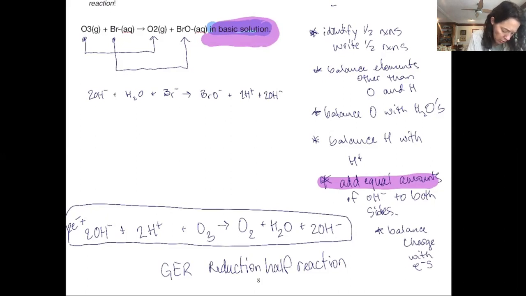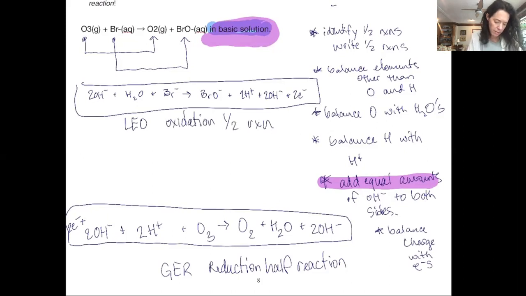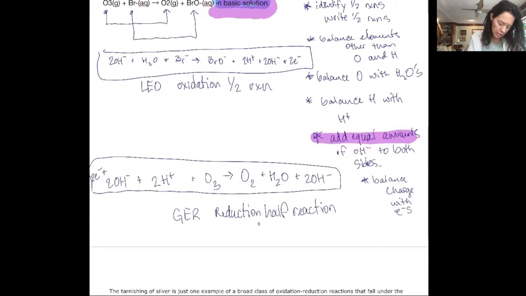Balance charges, 2 negatives and 1 negative makes 3 negative. Over here I have a 3 negative and 2 positive makes 1 negative. So over here I need 2 electrons. So I'm now balanced. And I have my second half reaction, which is the loss of electrons. This is my oxidation half reaction. All right. Now remember what we do is we combine the two and combine like species and cancel species. So we got a couple things to learn here.